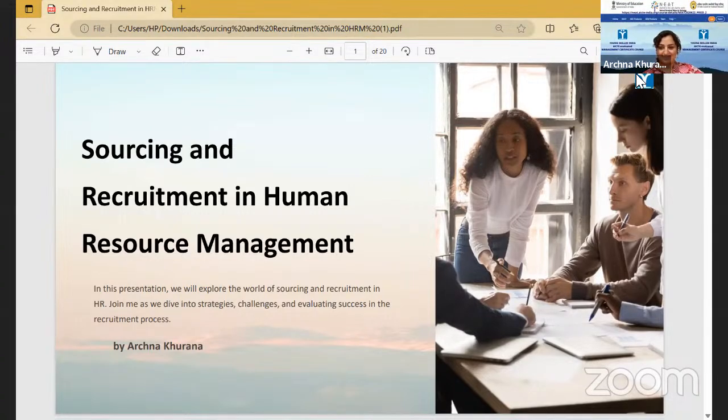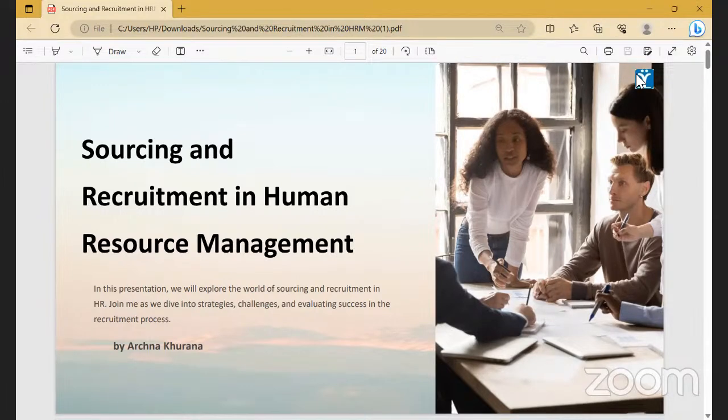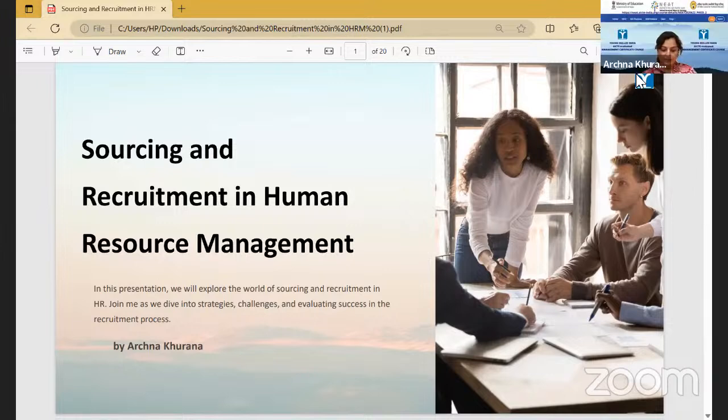Why is sourcing different? What do we do when we do sourcing? Sourcing means you use your sources to get recruitment, or basically you use sources like LinkedIn or some channels to get the candidates. It can be personal, it can be professional.